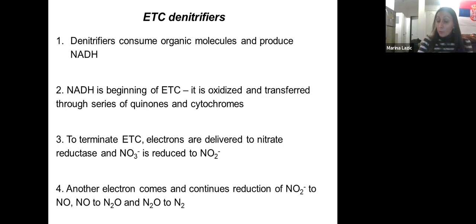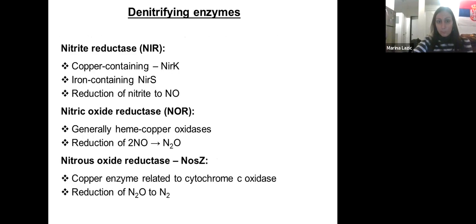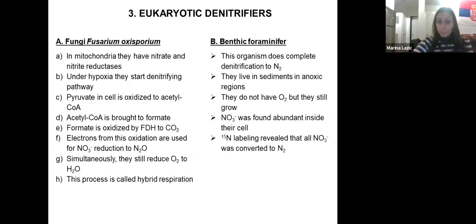More electrons are coming in to continue the reduction from NO2 minus all the way up to N2O or N2. And this process involves actually all sorts of denitrifying enzymes. For NO3 minus and for NO2 minus reduction, there are nirK and nirS. What this enzyme is doing is reducing NO2 minus to NO. Then nitric oxide reductase reduces NO to nitrous oxide, N2O. And some organisms have nitrous oxide reductase, which reduces N2O, nitrous oxide, to dinitrogen.